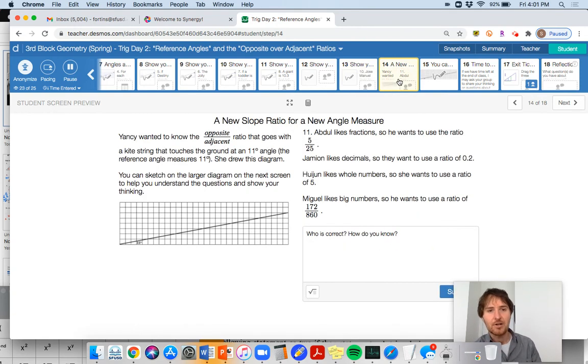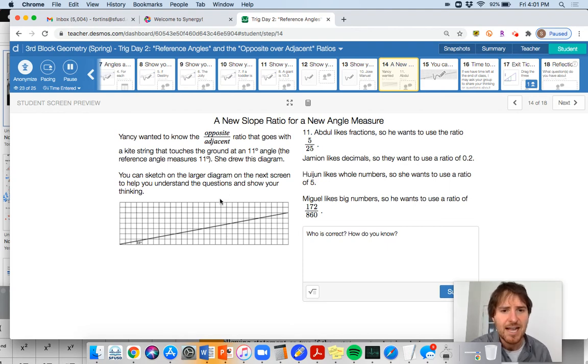Okay, 14 here. Let's check this one out. Hey, I got a couple questions about this one. So Yancey wanted to know the opposite over adjacent ratio that goes with a kite string that touches the ground at an 11-degree angle. The reference angle measures 11 degrees. We actually dealt with this, I think, in Wednesday's class, the 11-degree relationship. If I have a reference angle here, here's my theta, then what's the opposite over adjacent ratio for an 11-degree angle?